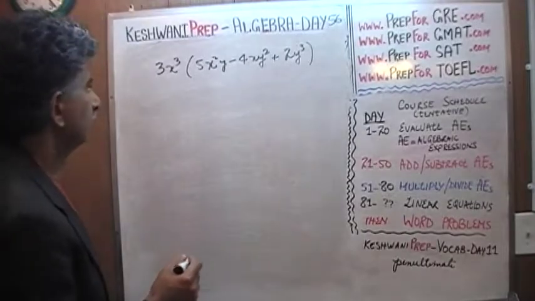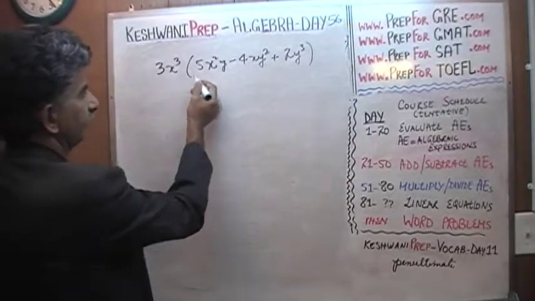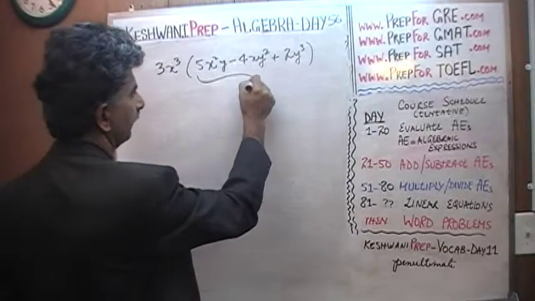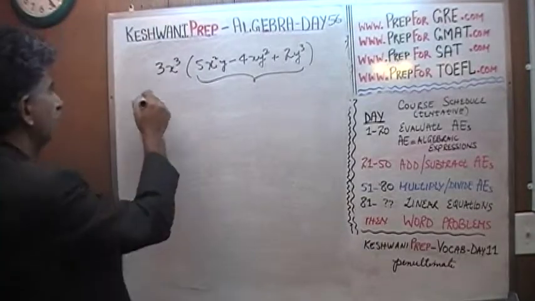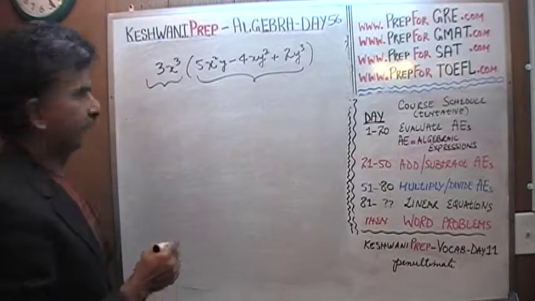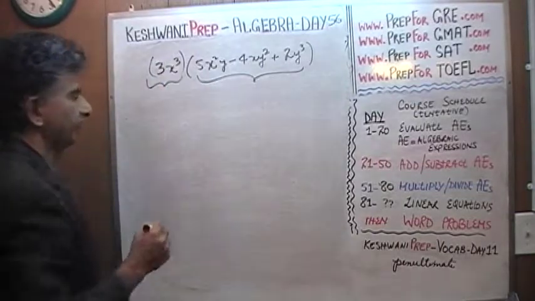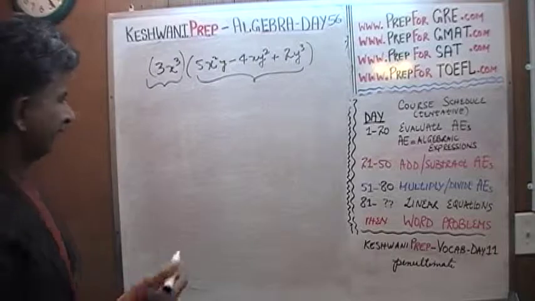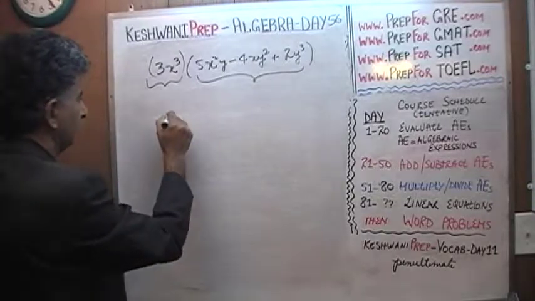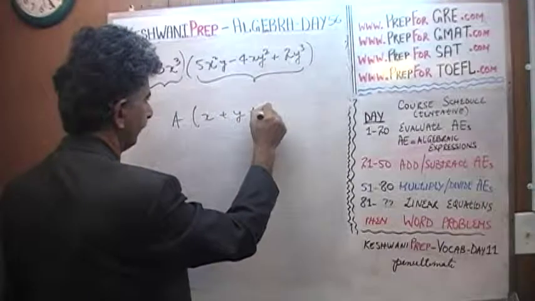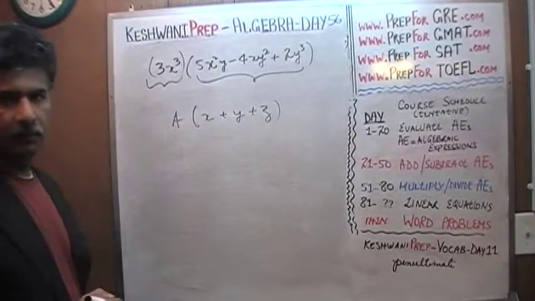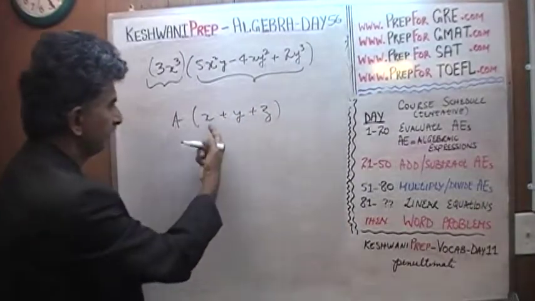So here we go. This expression here has three terms, and outside we have one term. This expression only has one term. It's like, for example, a times x plus y plus z. That expression has three terms, x, y, and z.